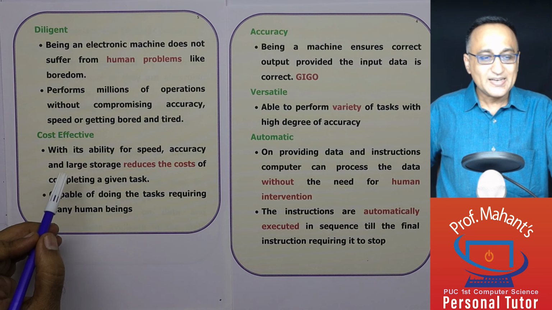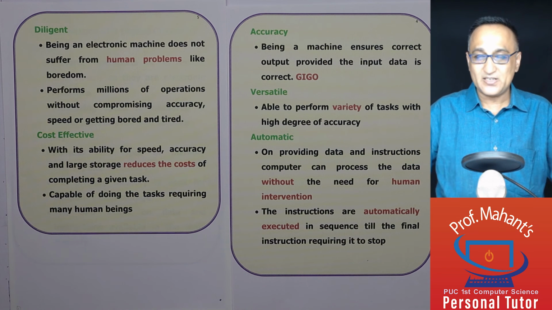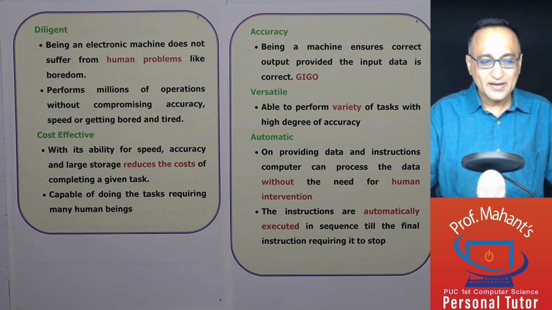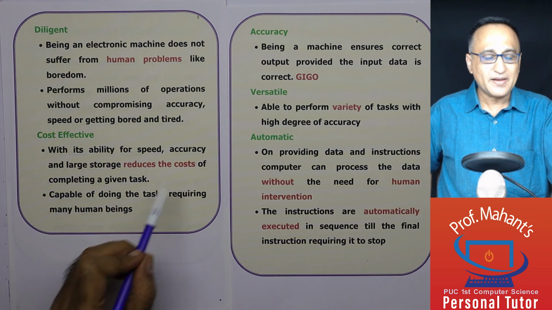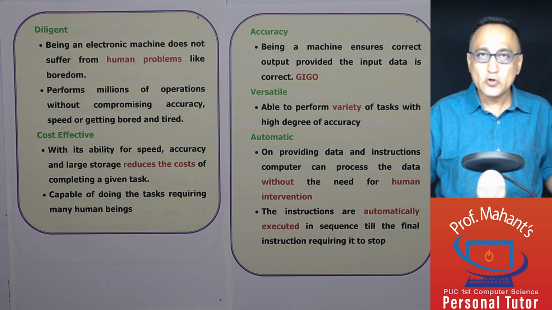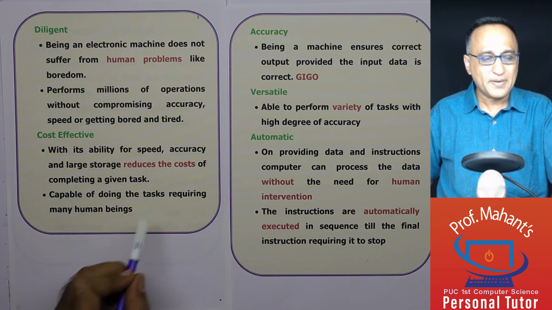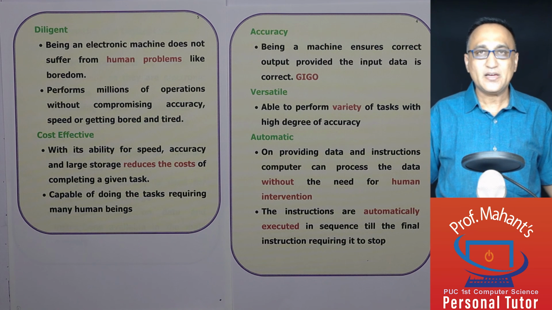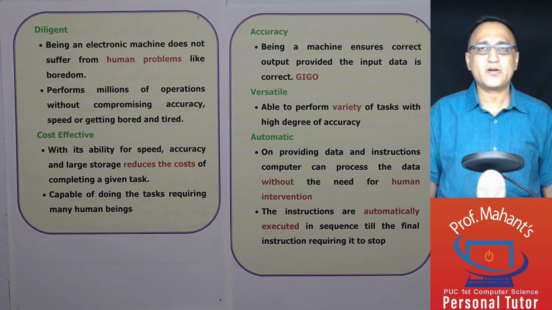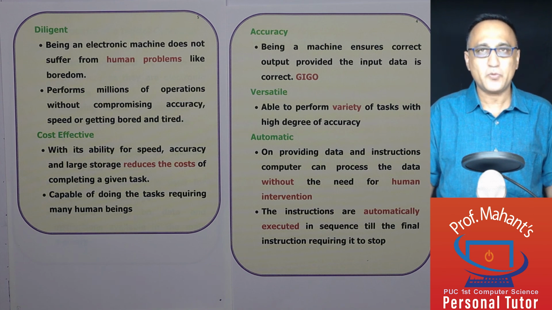So, a computer is highly cost effective. It saves you in terms of time, money, labor. It is fast, it is accurate, and most importantly, by reducing the cost, it helps your business become profitable. So, a computer typically is able to do many tasks which are required to be done by multiple human beings. So, these are generally the broad characteristics or features of what a digital computer possesses.